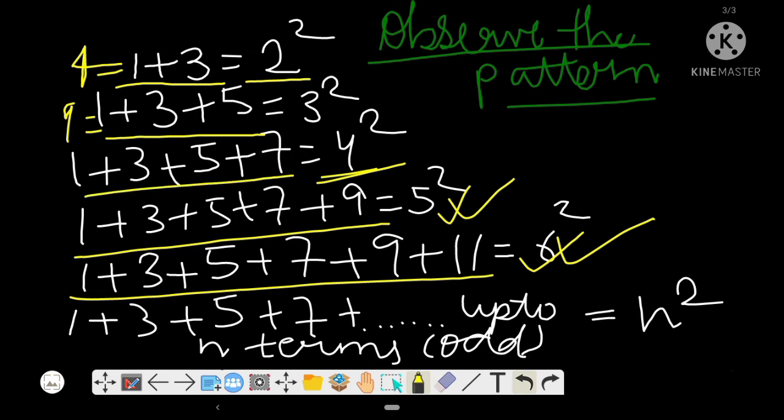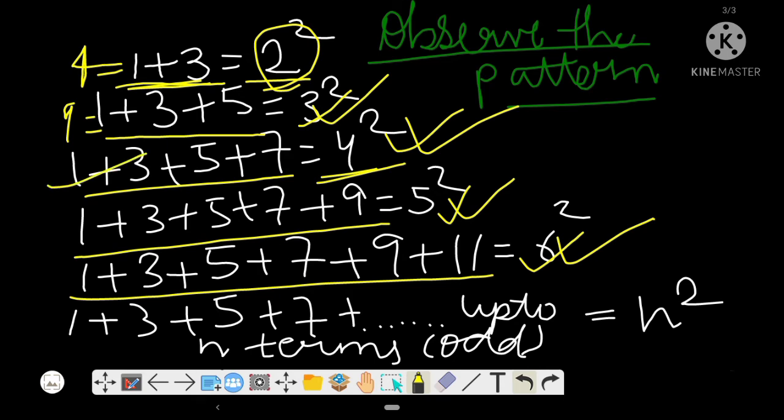For example, here you can see 1 plus 3, the first two odd numbers, we get 4 and it is the square of 2. When we add the first three odd numbers, then we get the square of 3. When we add the first 4 odd numbers, then we get the square of 4. So the number of odd numbers we add, that number's square we get.